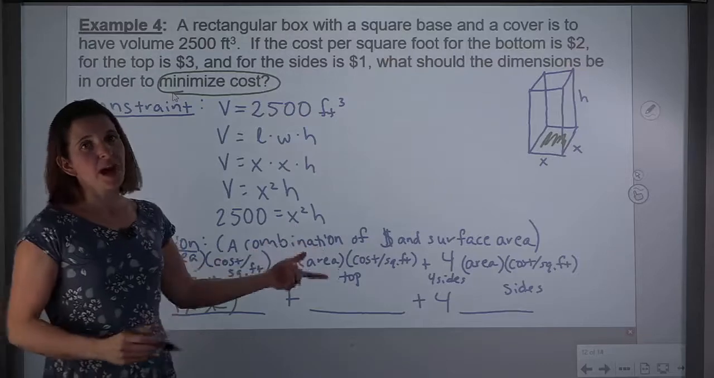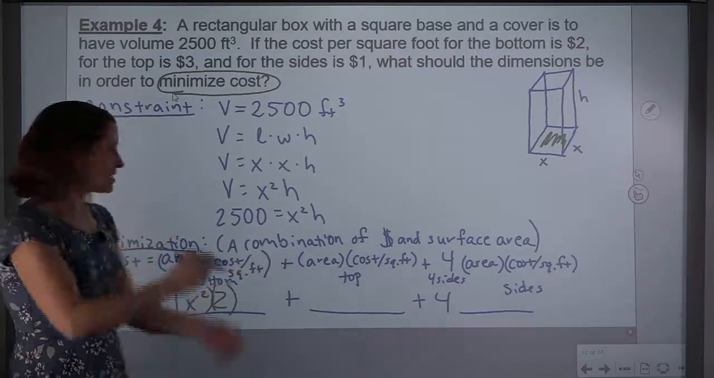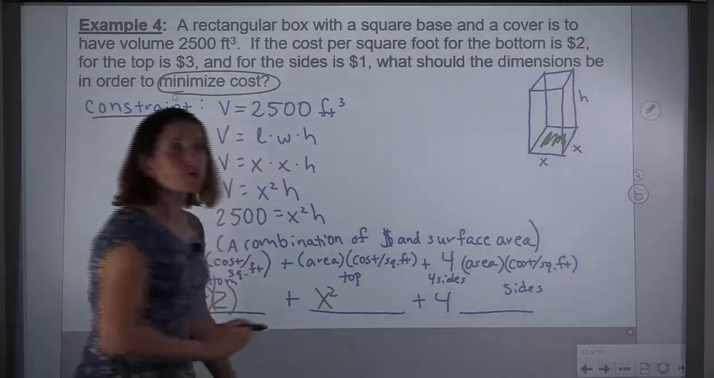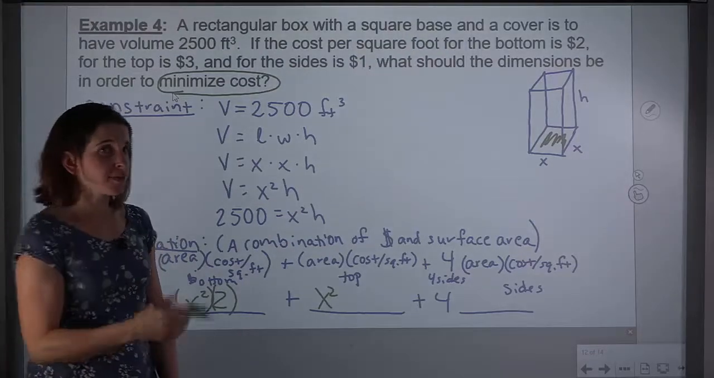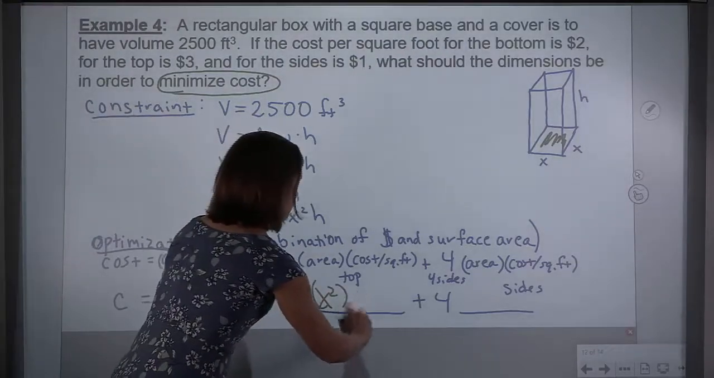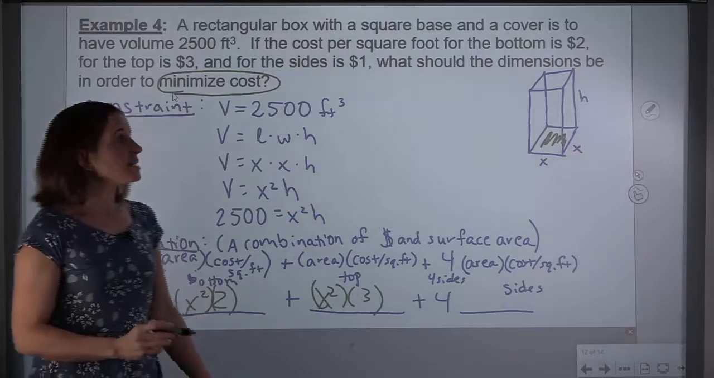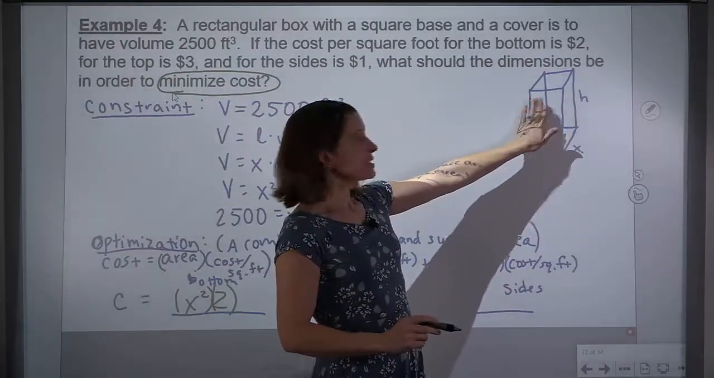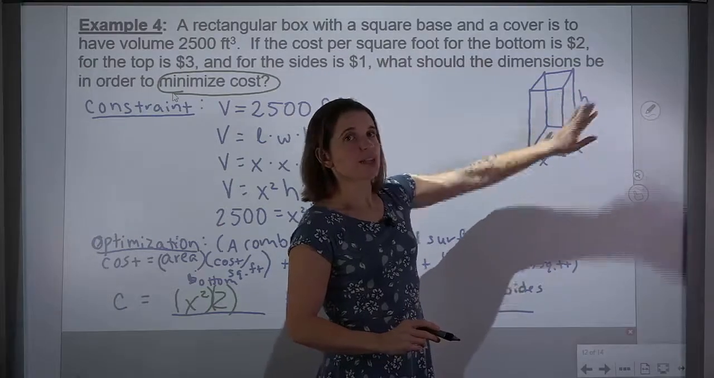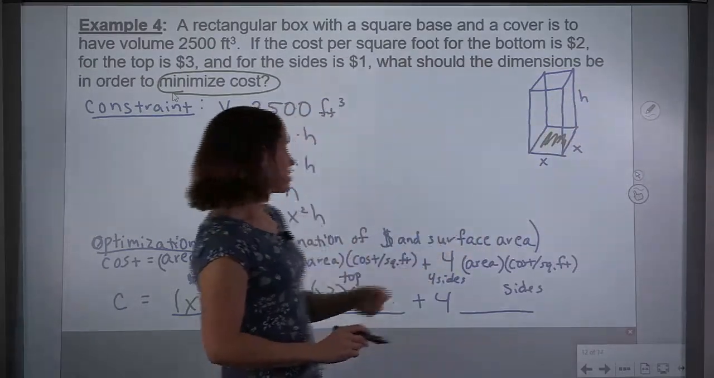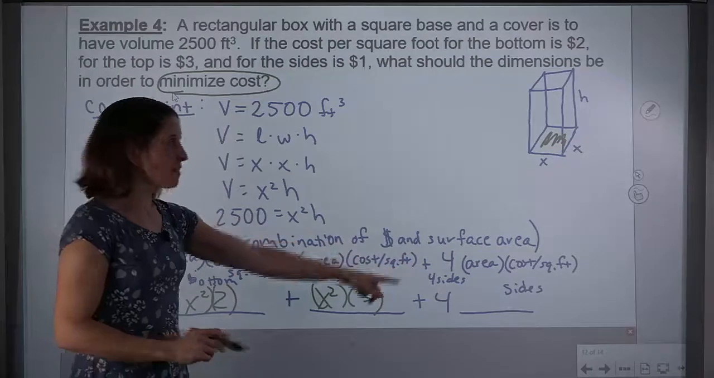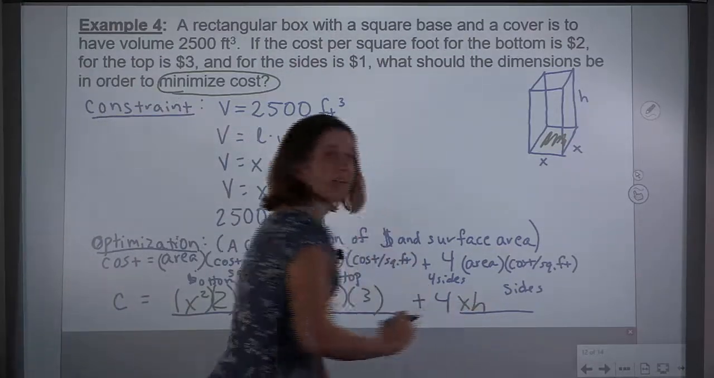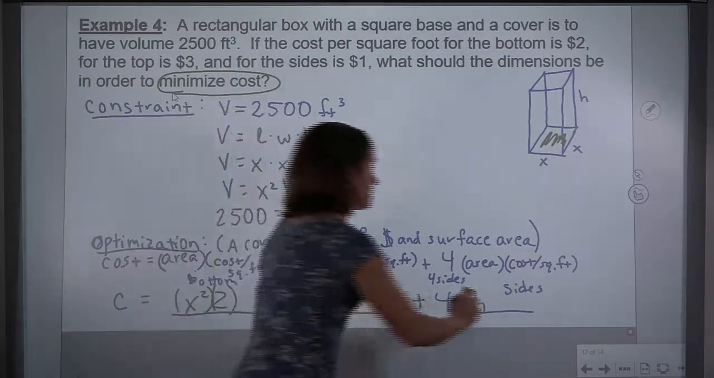And I will in a second. Then what's the area of the top? Well, if the area of the bottom is x squared, so is the top. But we're told the top is more expensive and costs $3 per square foot. Then the four sides, because this is a square base, are all the same. This has area xh, and that also has area xh. And we have 4 of those sides as you walk around. So I have 4 sides, all with the same area, and that area is xh, and their cost is $1.